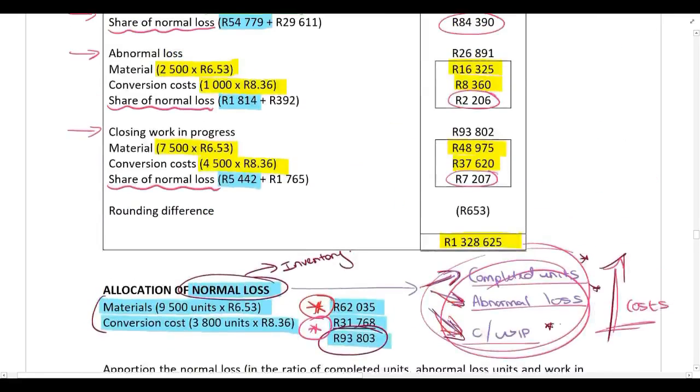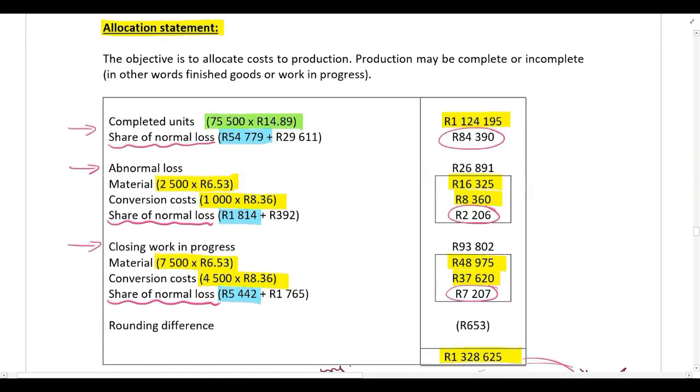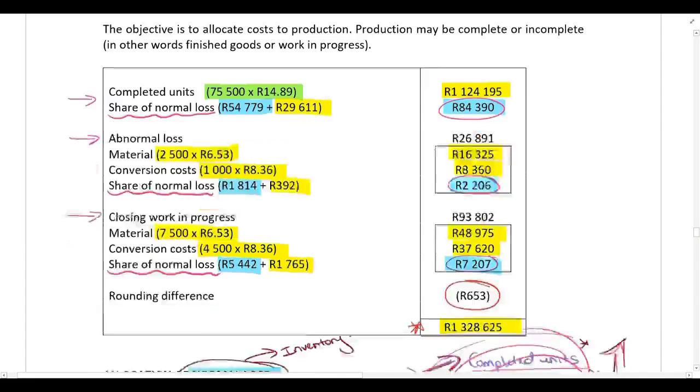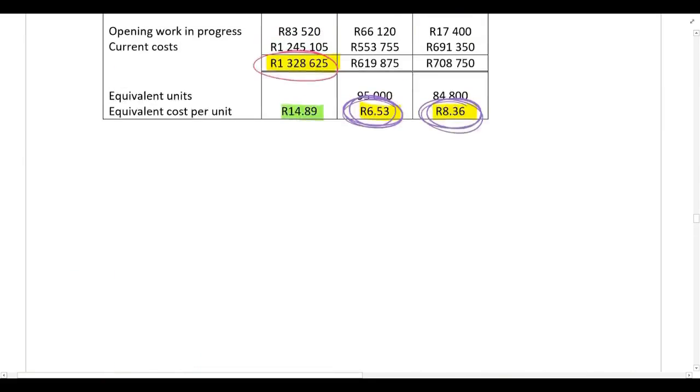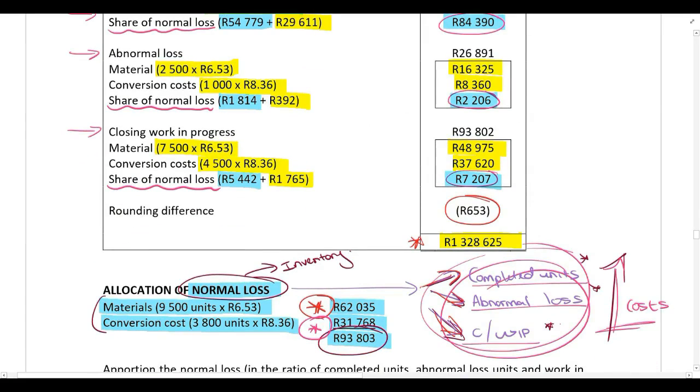So if we go up, that's what I've allocated to each category. And we can then complete our statement. We add those two together. That gives me the total. Please note we will have a rounding difference because you must force this to balance, guys. That total cost on your allocation statement must tie back to the total cost from our cost statement. So if you have a difference, just force it to balance and you come back to the correct cost.